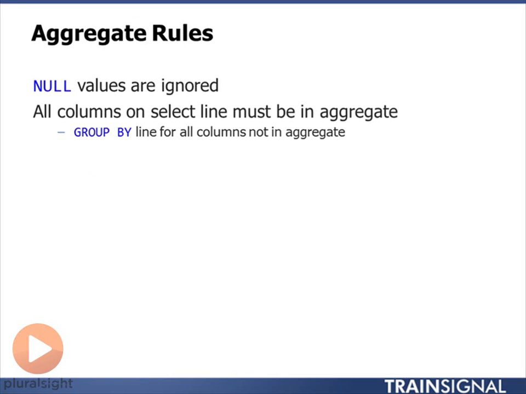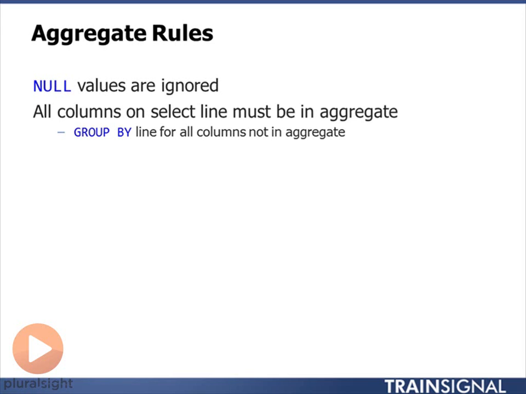Now, aggregates have a couple of very basic rules that we need to be aware of. First of all is that null values are ignored, and this can potentially cause some problems. So for example, if I perform a sum, what's going to happen is it's going to add up every single row that has a value. If there's anything in there that would have a null, it's simply going to be skipped. So I might not truly be getting my answer that I'm expecting.